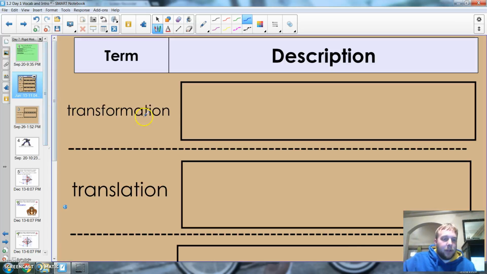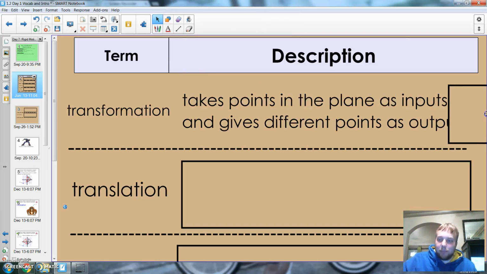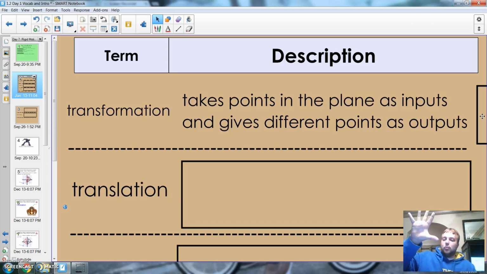Alright, so first off, what is a transformation? And, well, let's fill this out in our notes. It takes points in the plane as inputs and gives them different points as outputs. So a transformation basically takes something and moves it somewhere else, or flips it or whatever. It just takes it and makes it transform, like a transformer.